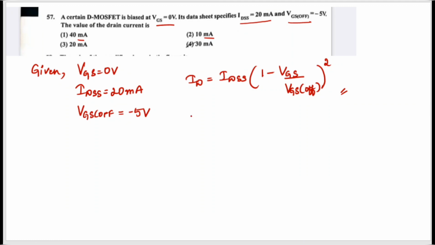Now substitute everything. ID is equal to IDSS, that is 20 milliampere, into 1 minus VGS, which is 0 volt, divided by VGS off, which is equal to minus 5 volt. 0 divided by anything will be equal to 0. So 1 square is again 1. Now the drain current value will be equal to 20 milliampere. Now 20 milliampere belongs to option 3. So option 3 is the right answer.